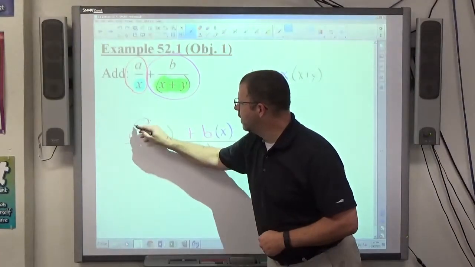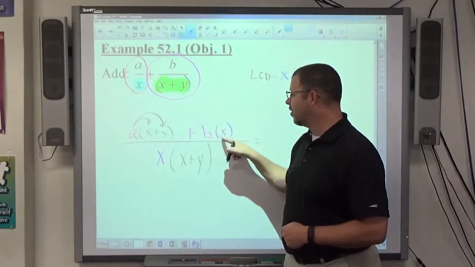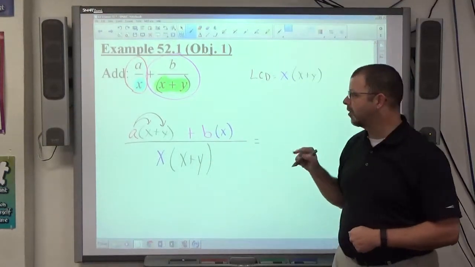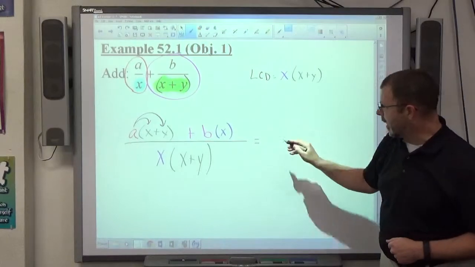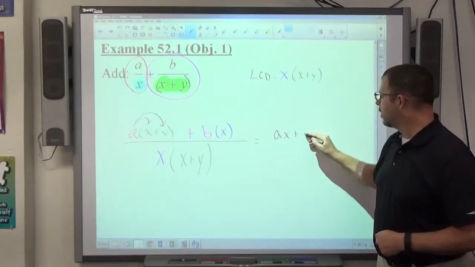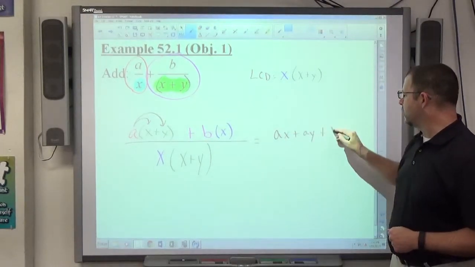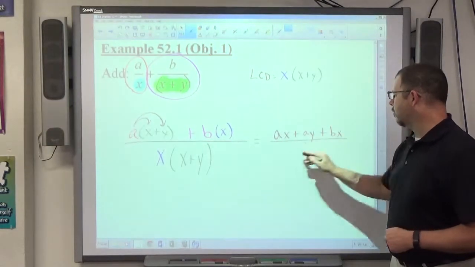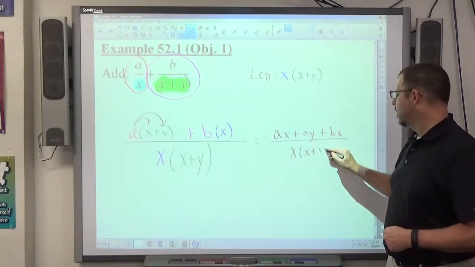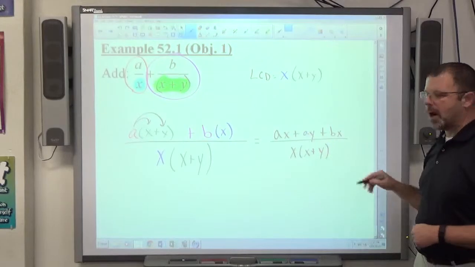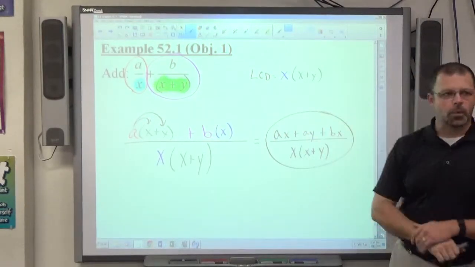Distributive property, where necessary. This is one thing times one thing, no distributive property necessary there. So that first one I'm going to get ax plus ay. The second one I'm going to get plus bx. All that goes over x times x plus y. I want the top simplified completely. The bottom can stay in factored form.